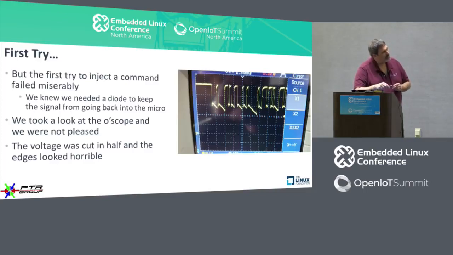You'll notice those are not nice square edges. That's bad. That says that we would sometimes get some things through, but other things wouldn't come through. And it was all mystery meat until we put the scope on it. And then once we saw the scope, we go, oh, that explains it.